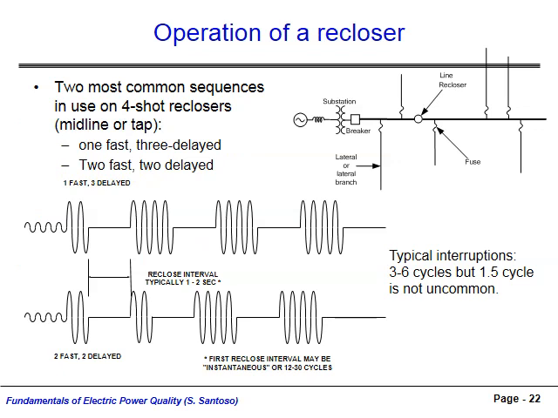Reclosers are programmed to follow a sequence of fast and delayed operations. The two most common sequences are one fast operation followed by three delayed operations, or two fast operations followed by two delayed operations. The recloser will remain open for a reclose interval between each operation. These reclose intervals are typically 1 to 2 seconds long, although the first interval may be as short as 12 to 30 cycles.